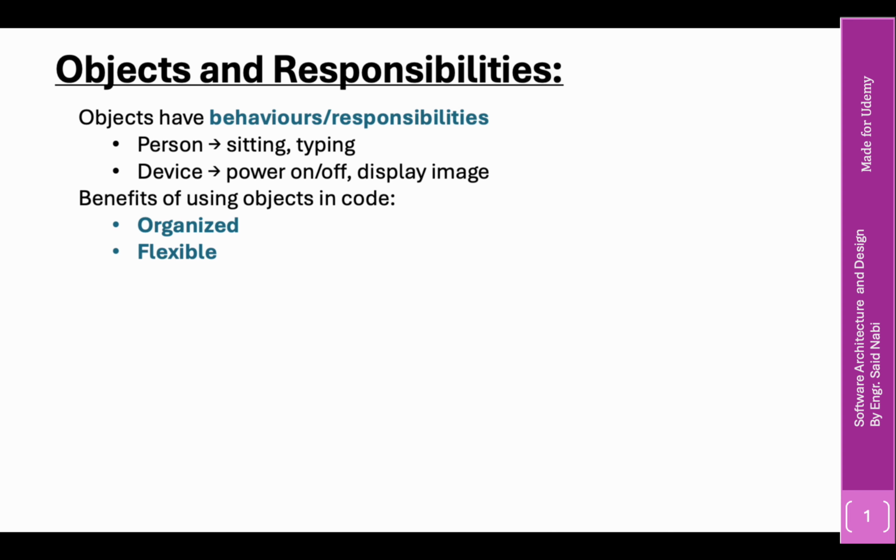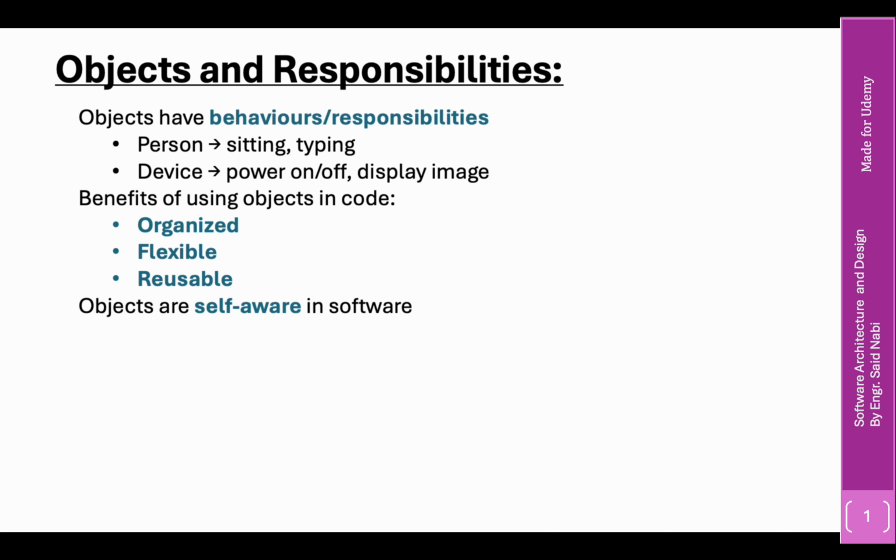The code is flexible. If somebody wants to make changes, you can make those changes very easily, because the system is divided into objects, and removing an object or adding a new object won't have that much effect on the rest of the system. Similarly, reusable: once you design an object, you can reuse that object in other parts of the system.